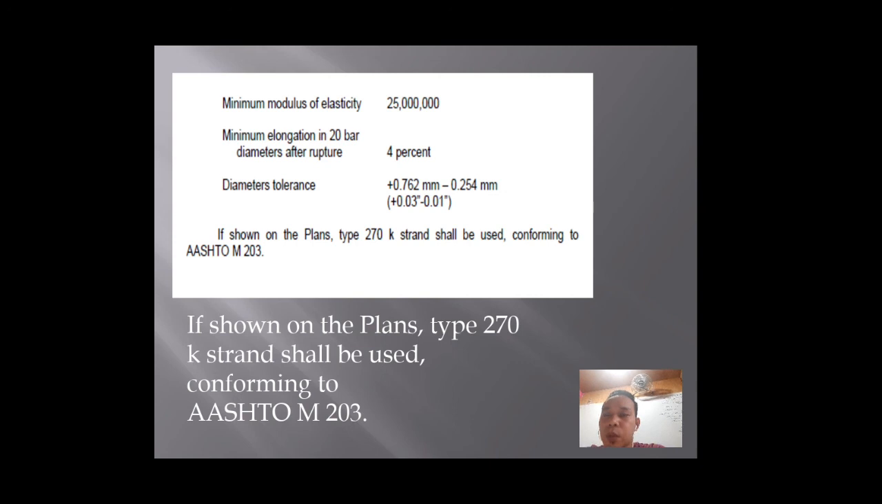Type 270K strand shall be used conforming to the M203. So if shown on the plan, type 270K strand shall be used conforming to M203.